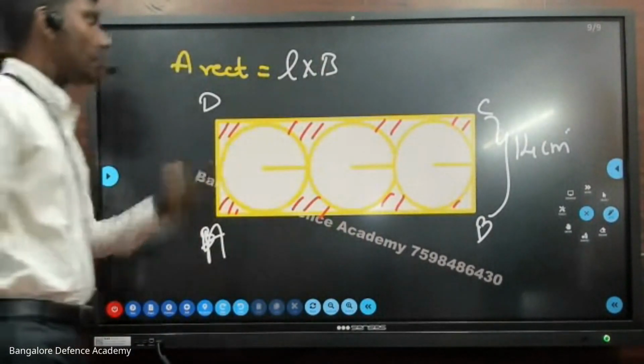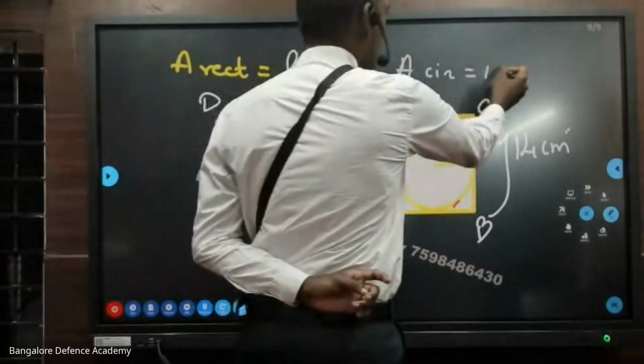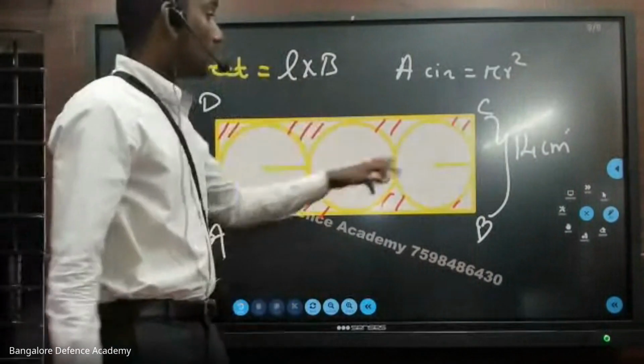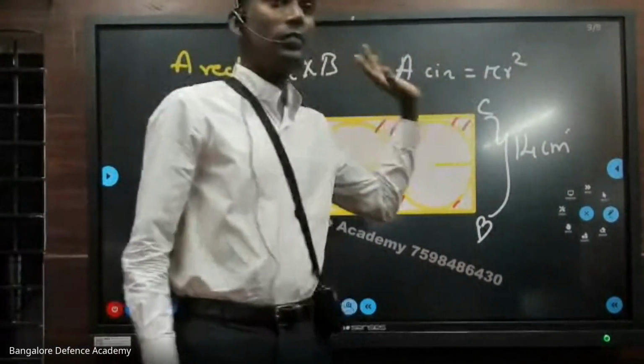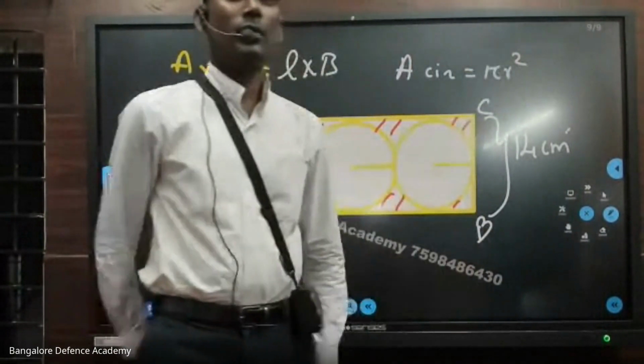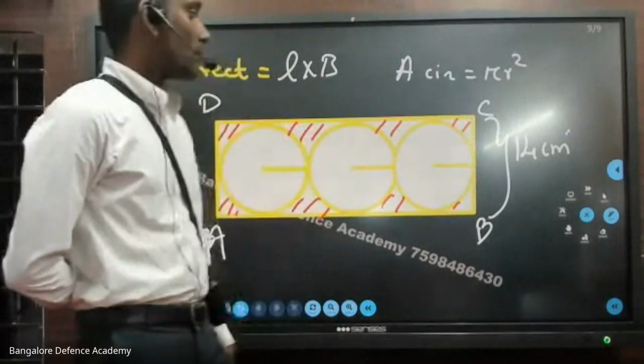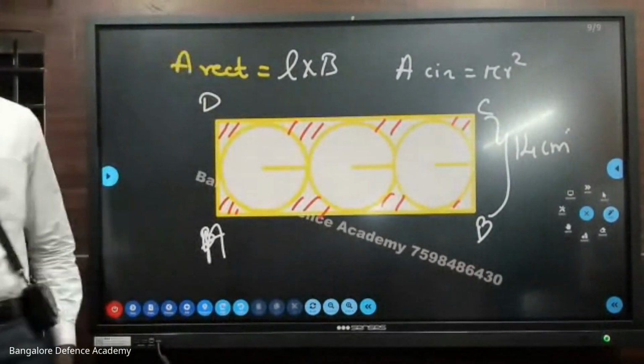What is the area of circle formula? Pi r square. Now you check. For the circle, do you have the pi value with you? 22/7. Do you have the radius of the circle with you? You don't have. Okay. So can you find it out?